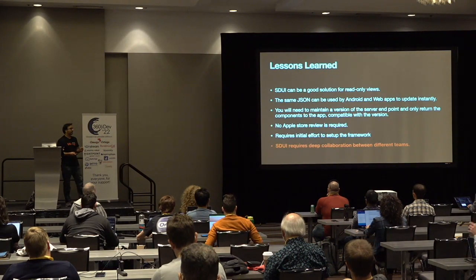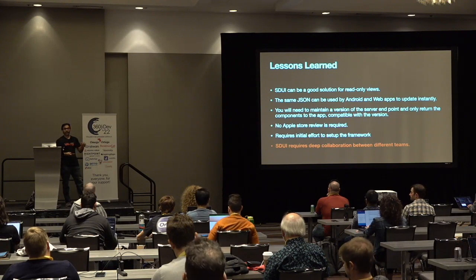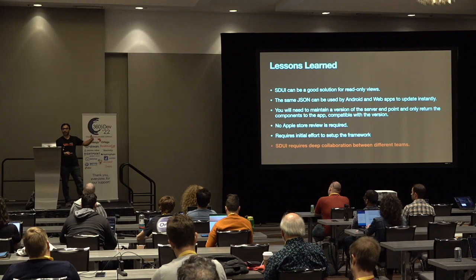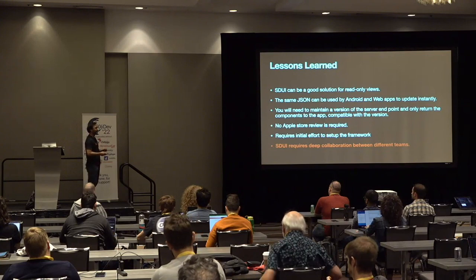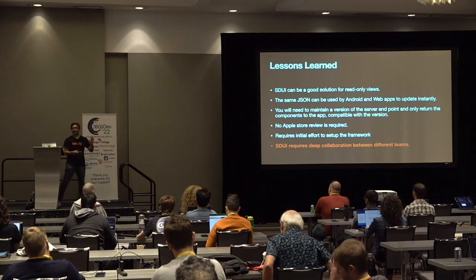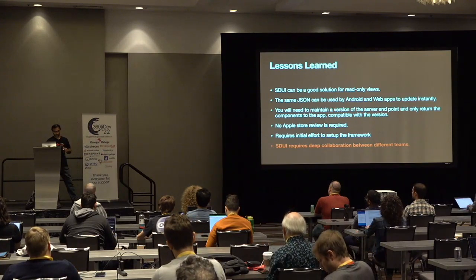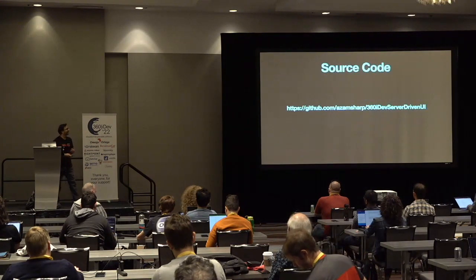Server-driven UI requires deep collaboration. So it's not like the Android team and iOS team are sitting in their own rooms in the basement and working and not talking to each other. This requires actually more collaboration than normal, at least like double or 10 times more, because it's just one JSON to rule them all, right?